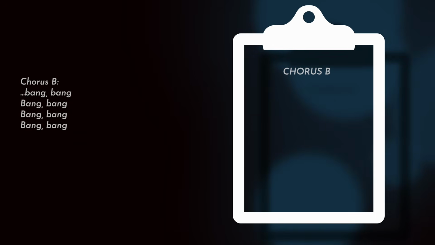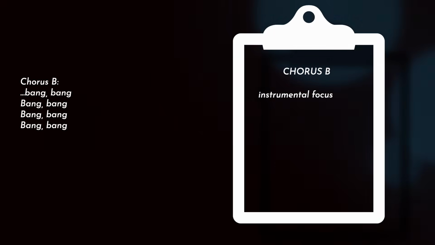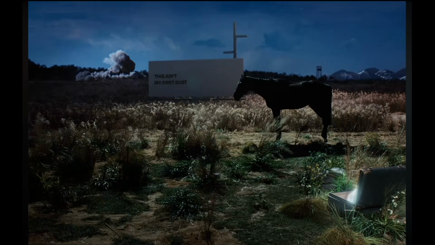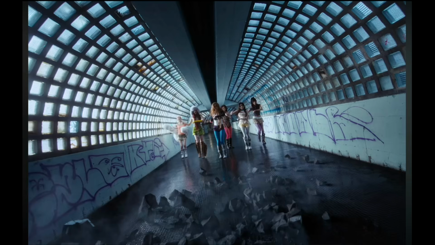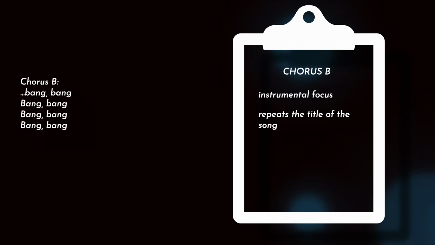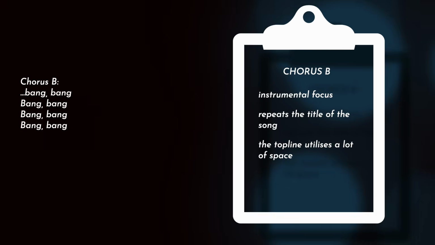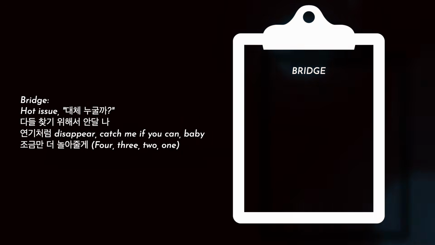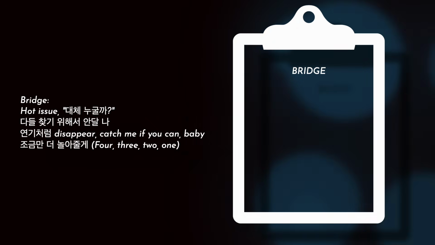Chorus B has a more instrumental focus, with the title of the song being the only lyric here. This is a great example of how to utilize space, which in turn helps us transition into the second verse. The bridge features the quite popular in K-pop over the last few years groove inspired by Jersey Club.